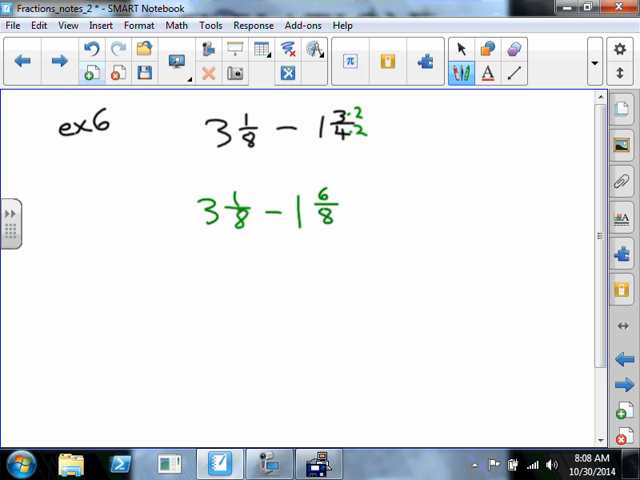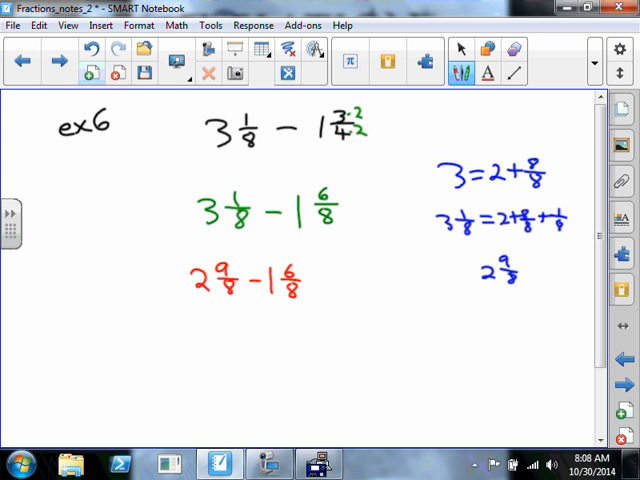So again, 3 is kind of like 2 plus 8/8, right? And you don't have to write this. You just kind of have to be able to realize where it comes from. So 3 and 1/8 is like 2 and 8/8 plus 1 more eighth. So that's really 2 and how many eighths? 2 and 9/8. Okay. So it's going to turn into 2 and 9/8. So we've got 2 and 9/8 minus 1 and 6/8. And then we could subtract the whole from the whole and the fraction from the fraction. And what do we get? We get 1 and 3/8.